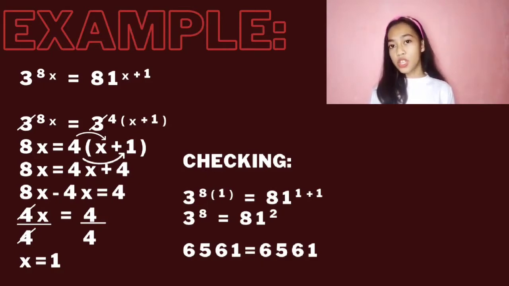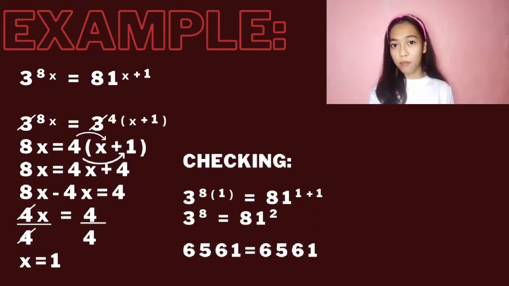The answer of 3 raised to 8 is 6,561. And the answer to 81 squared is 6,561, which means that both of them are equal and our solution is correct.